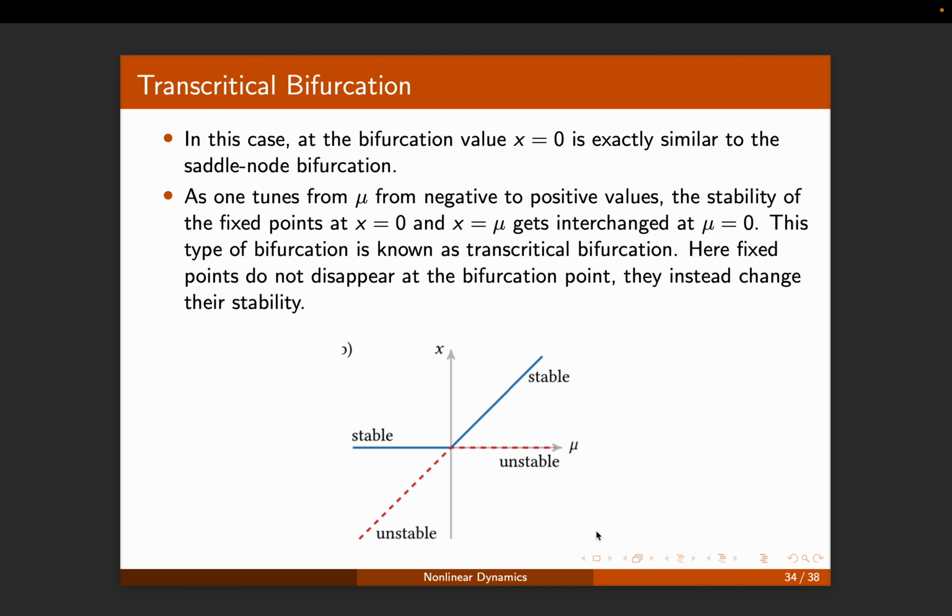In this case, the bifurcation value is at x equal to 0, exactly similar to the saddle node bifurcation. But as you go from negative to positive, here the stability of the fixed points at x equal to 0 and x equal to mu gets interchanged at the bifurcation value. So this type of bifurcation is known as transcritical bifurcation. Here fixed points do not disappear at the bifurcation point, which we have seen in the earlier saddle node bifurcation case. Here they just change their stability.